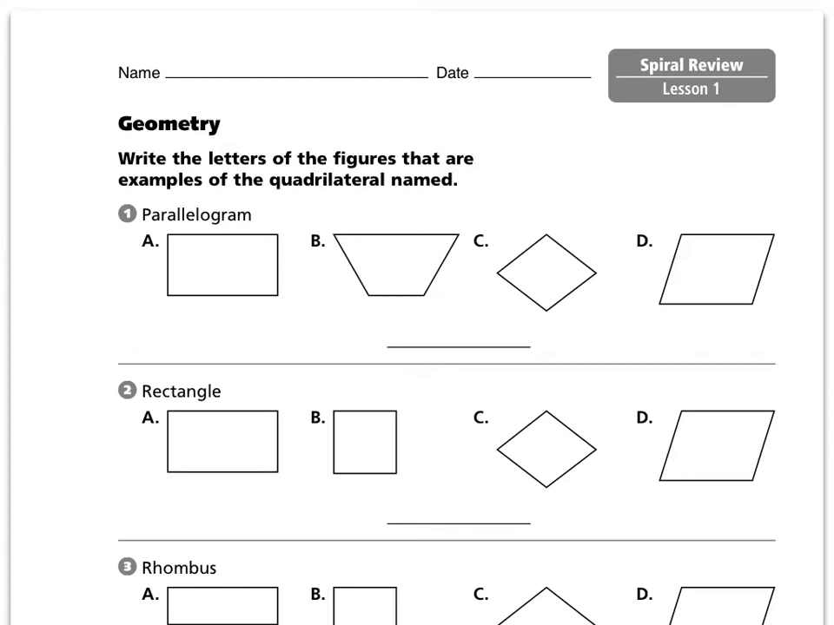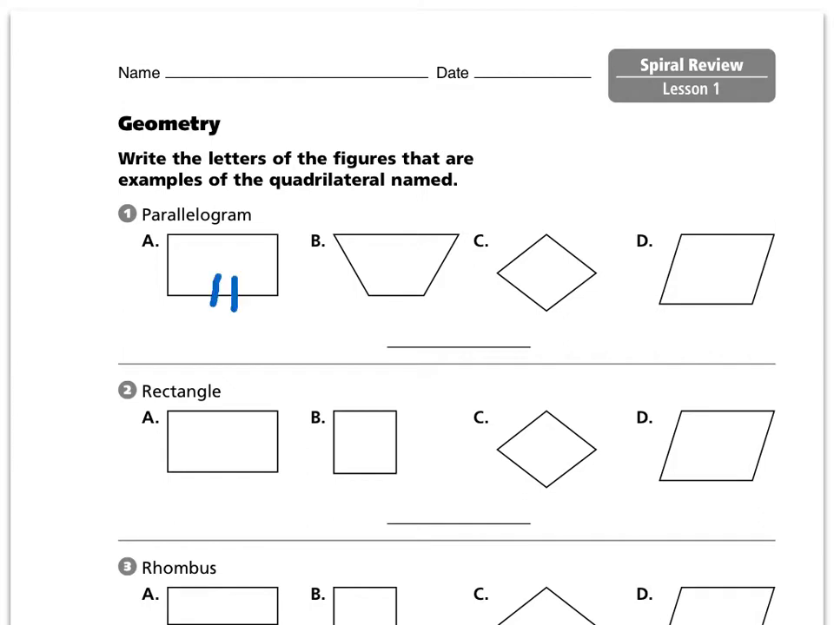Let's look at Chapter 6, Lesson 1 Review. We need to write the letters of the figures that are examples of the quadrilateral's name. So first, look at the name, figure out what it means, and then find quadrilaterals that are that. A parallelogram. A parallelogram has two sides that are parallel.